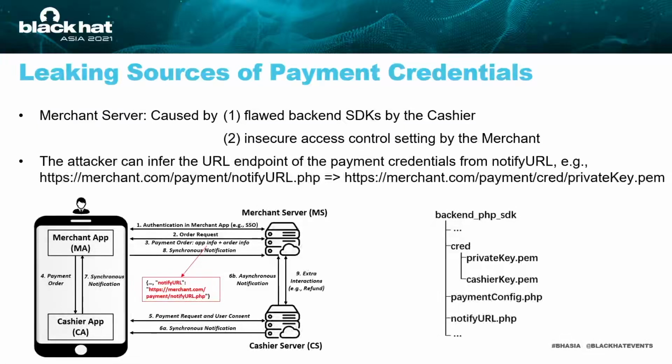The figure here shows the structure of a flawed SDK. To be specific, the script file notify_url.php is responsible for processing the asynchronous notification mentioned above. Meanwhile, the configuration file, namely payment_config.php, sets the payment key to a static file, in other words, private_key.pem. What's worse, this SDK does not restrict the access to this static key file by default.